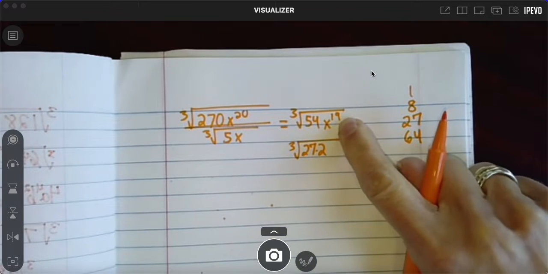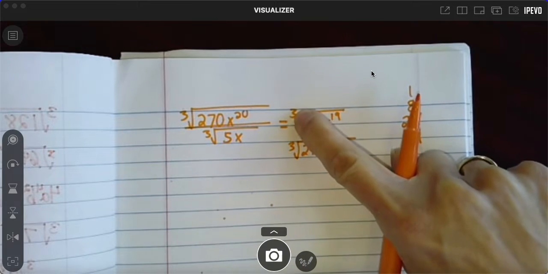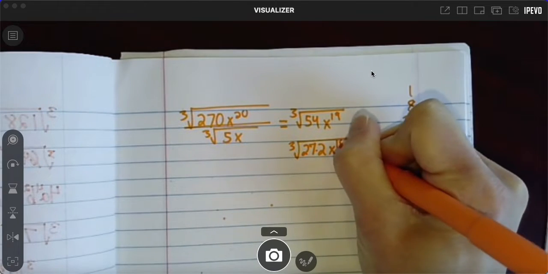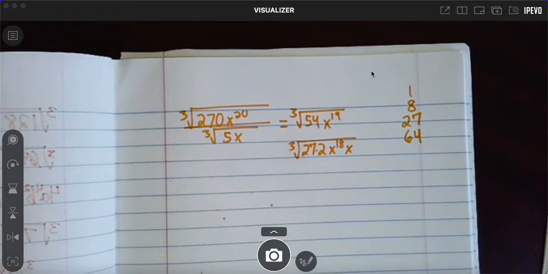Now, is 19 divisible by 3? No. So I'm going to rewrite it as what? X to the 18, but don't forget that 19th one, right? So we have to write it next to it. So what is the cubed root of 27?